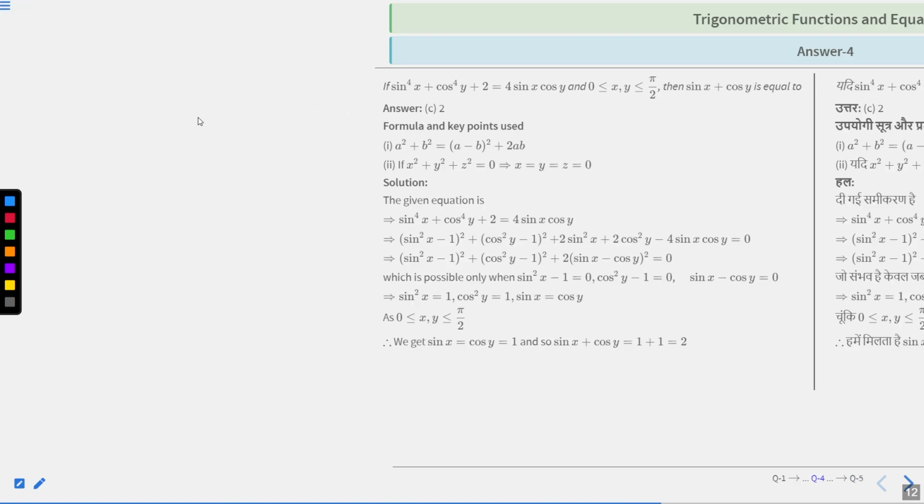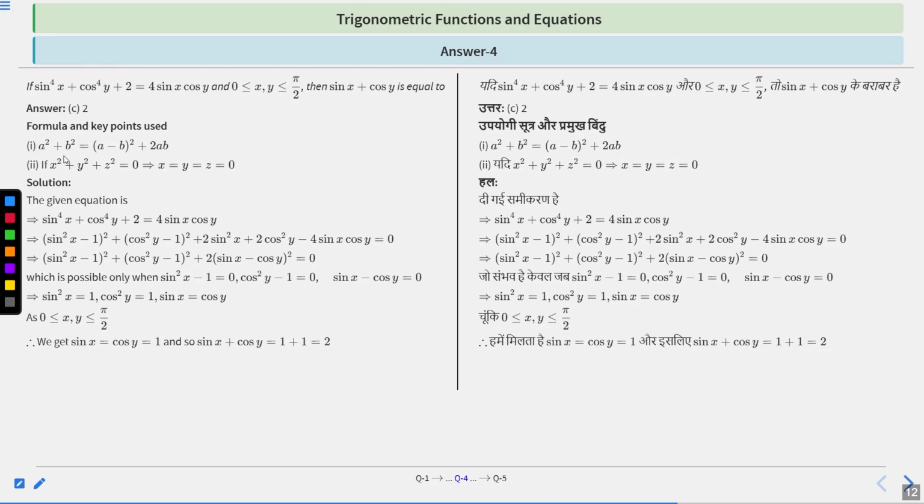Okay, let's move to the solution part. The formula and key points we will use in this question is a square plus b square can be written as a minus b whole square plus 2ab. And second thing, if x square plus y square plus z square is equal to 0, that means all the terms, that is x equal to y equal to z, should be equal to 0. Now, let's move to the solution.